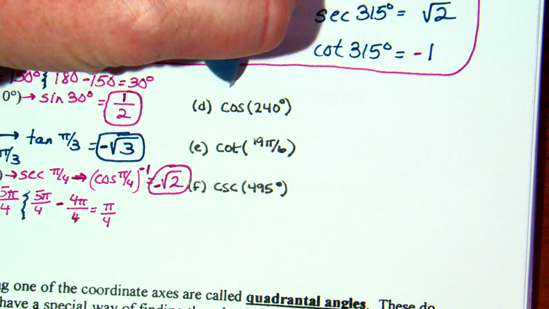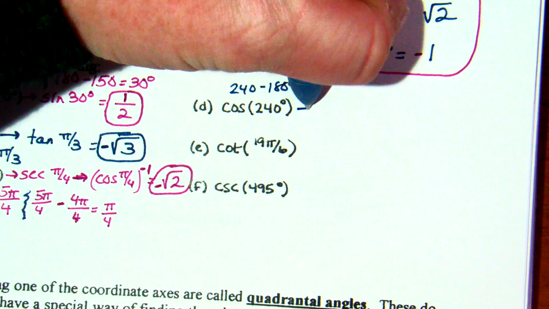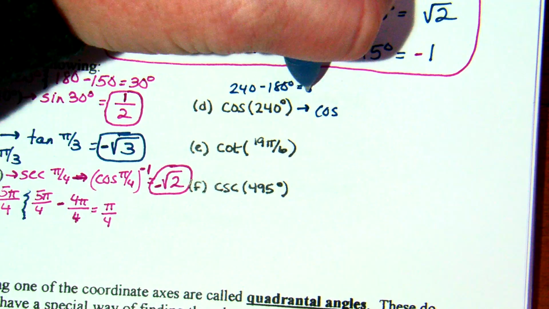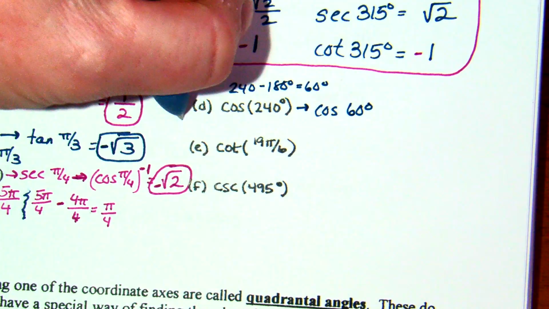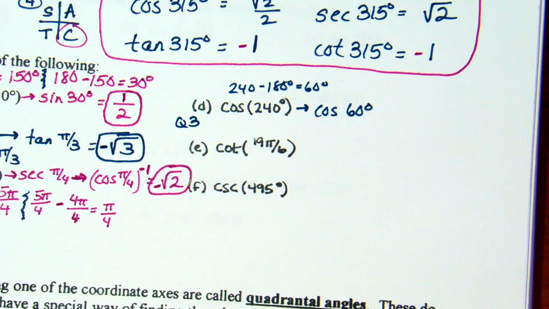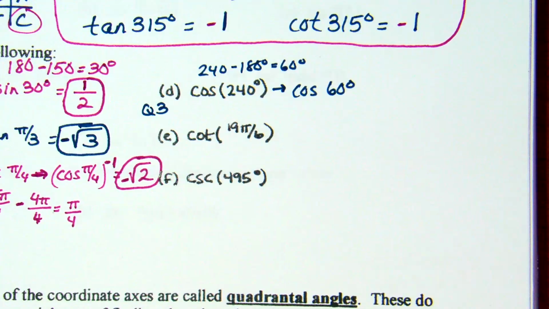60. So then we're going to be saying, okay, what is the cosine of 60 degrees in quadrant 3? That's what you're asking yourself. What is the cosine of 60 degrees in quadrant 3? So what is cosine of 60 according to your chart? 1/2?